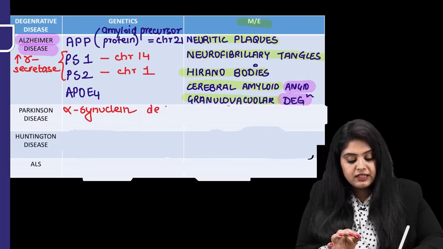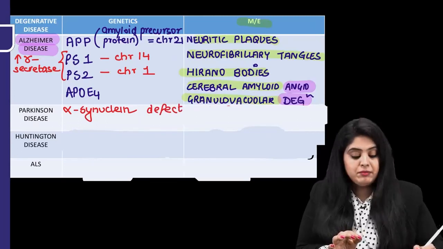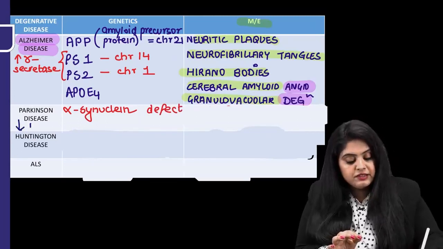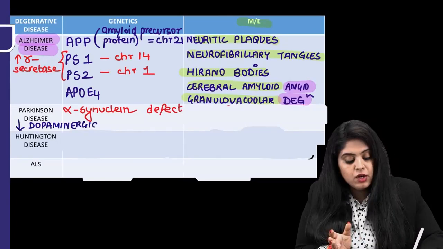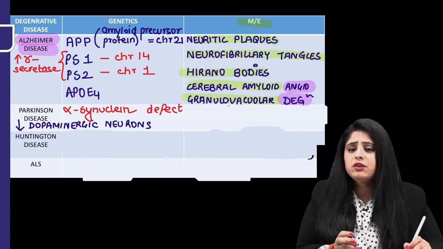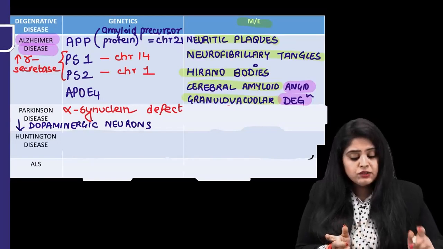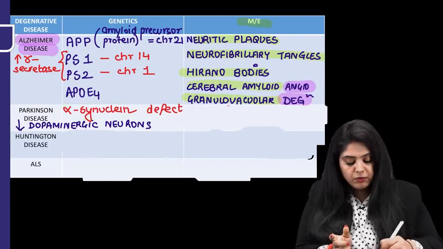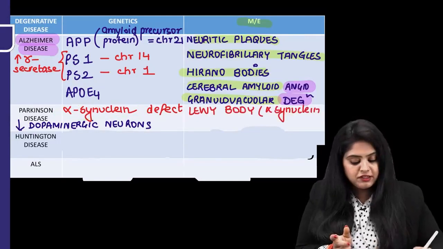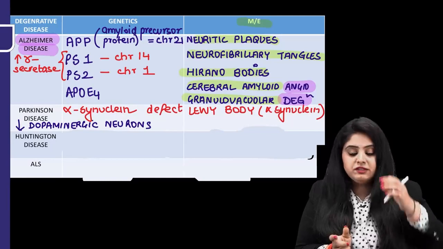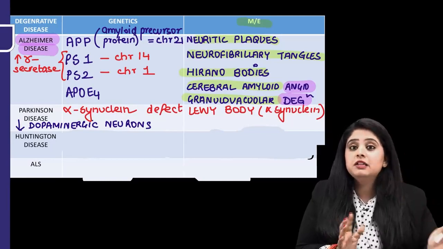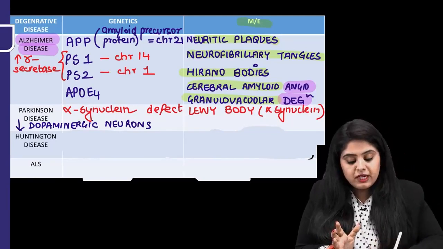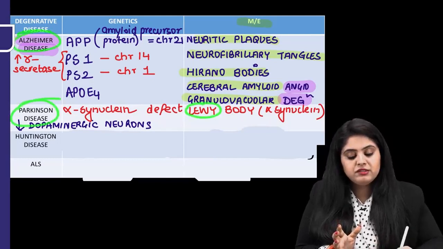There is a defect that occurs in alpha-synuclein, and because of this, what happens? There is a decrease in which neurons? Come on guys, from your basic medicine, there's a decrease in dopaminergic neurons in Parkinson's disease, na? So what is it going to show you under the microscope? Think logically: if alpha-synuclein is the problem, then microscopically also I will see something to do with alpha-synuclein, and that is the Lewy bodies. Now many students forget which body is seen in which particular condition.